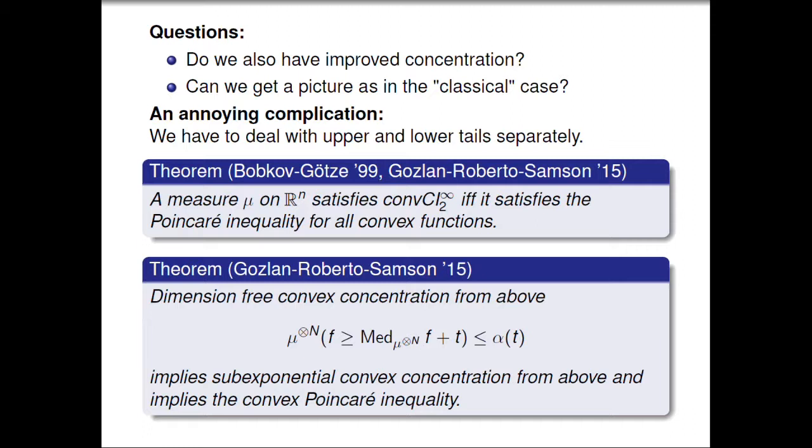Now, Gozlan, Roberto, and Samson also proved that if we have dimension-free convex concentration from above, so this is a priori not the same as before, right, at any non-trivial rate, then it implies the sub-exponential rate also from above. And this also implies already the Poincaré inequality. So it's enough to have the upper tail with a dimension-free inequality to get Poincaré. So again, it resembles what we saw before, but here not completely.